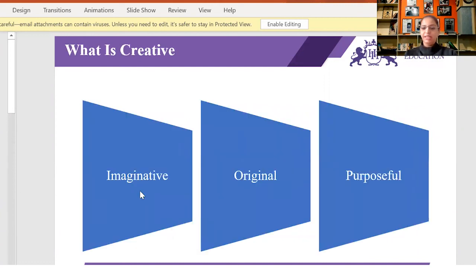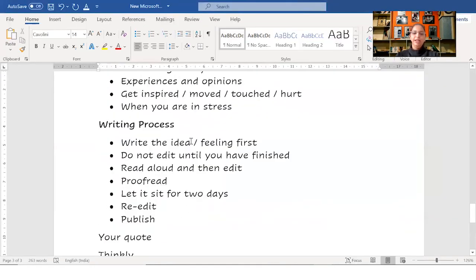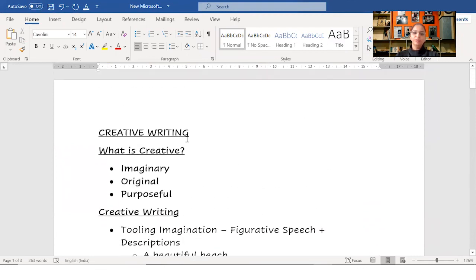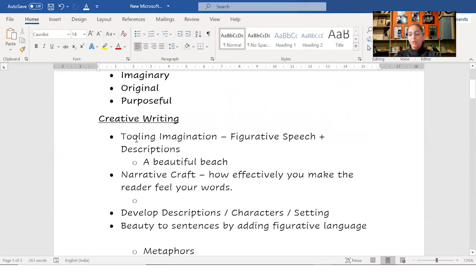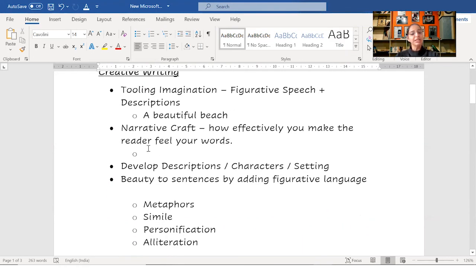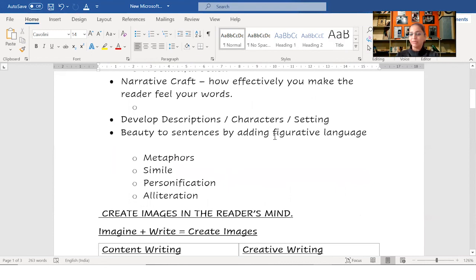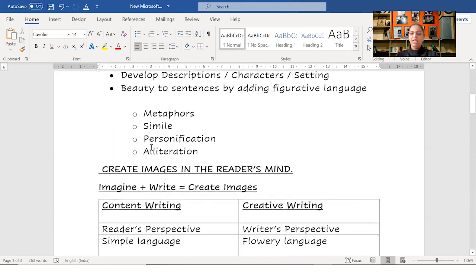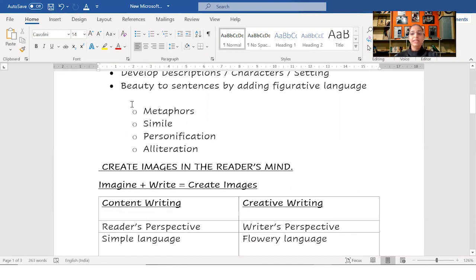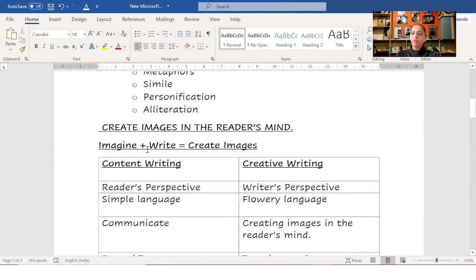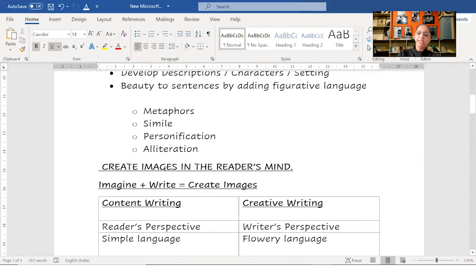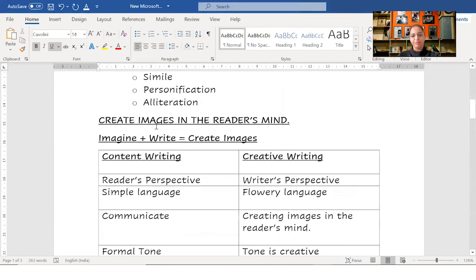What is creative? It is imaginative, it is original, and it is purposeful. Let's just take it from the word file, right? So creative writing is about tooling imagination. It is about adding descriptions, figurative speech, narrative craft. You develop descriptions, you develop characters, you develop the setting, and you add beauty to the sentences by adding the figurative speech. Like I showed you how you describe a beach. The very purpose of creative writing is to create images in the reader's mind.